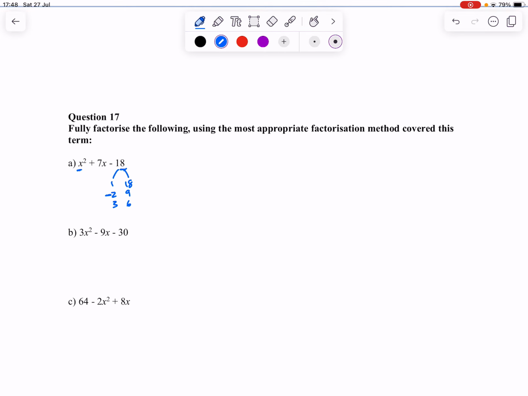So if I have negative 2 plus 9, I'm going to get positive 7, which is what we want. And negative 2 times by 9 is negative 18. So this is going to factorize to x take 2, which is a, and x plus 9, which is b. Underline.